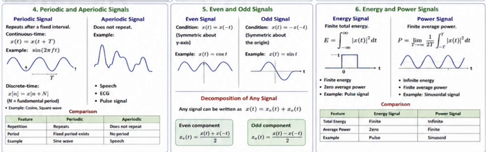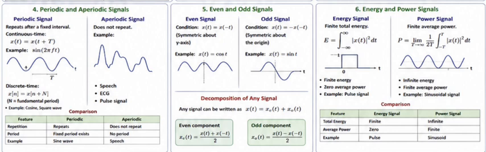So in case of decomposition, we'll be able to decompose any signal into even and odd components, okay? If I want only the even component of the signal, I can use the formula x e of t equal to x of t plus x of minus t divided by 2, and for the odd component I can use the formula x of t minus x of minus t divided by 2.